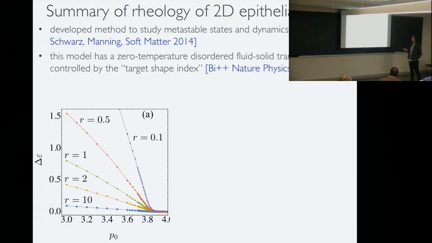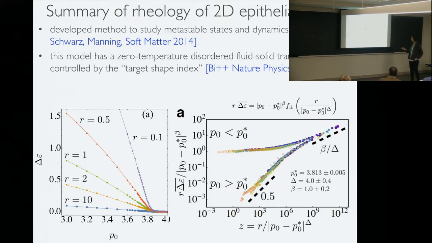Once you try to calculate the energy barriers between two states where the cell has changed neighbors, against the target shape index, you can see that if the target shape index is below something like 3.8, then there's a finite energy barrier to rearrangements. If it's greater than 3.8, there's essentially no barrier to rearrangements. The idea is that in this system, which is confluent, so it's not changing its packing fraction, you can get a change from fluid-like to solid-like behavior just by changing cell shape.